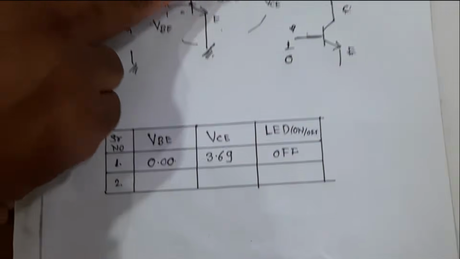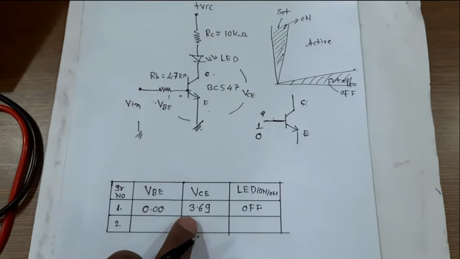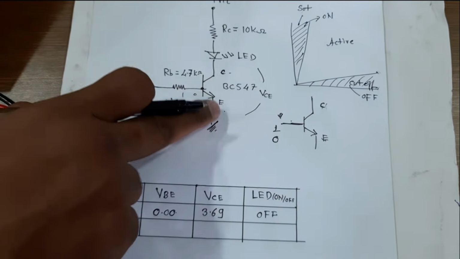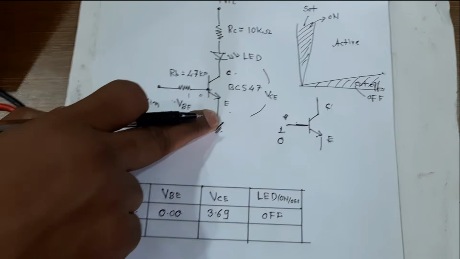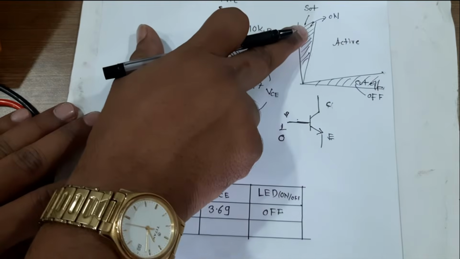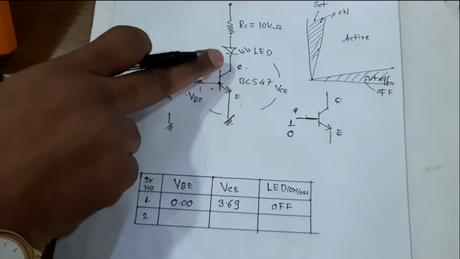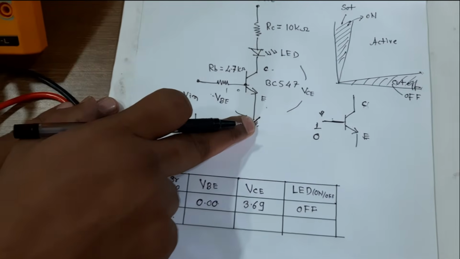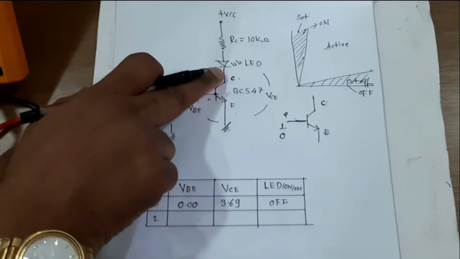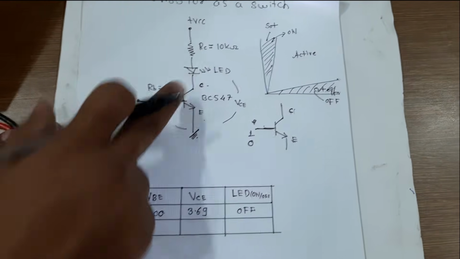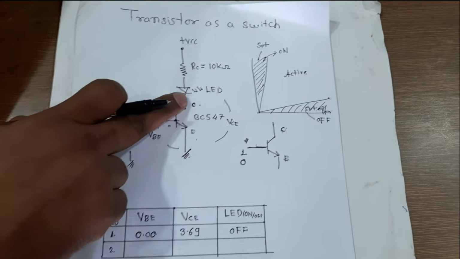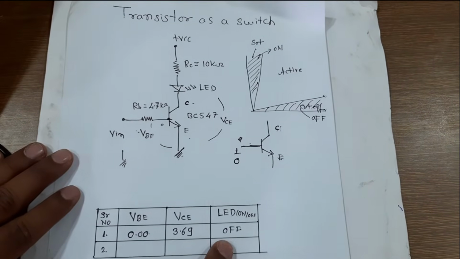You can see that between the collector and emitter we are getting some voltage, 3.69, because the flow of charge from collector to emitter is 0. When the transistor is working as a switch and is in the saturation mode, the collector-emitter voltage is totally 0 because it is directly grounded. If it is not directly grounded, you will get the voltage across the collector, which we are getting here, 3.69. That means there is no flow of charge from collector to emitter. That's why the LED is off.